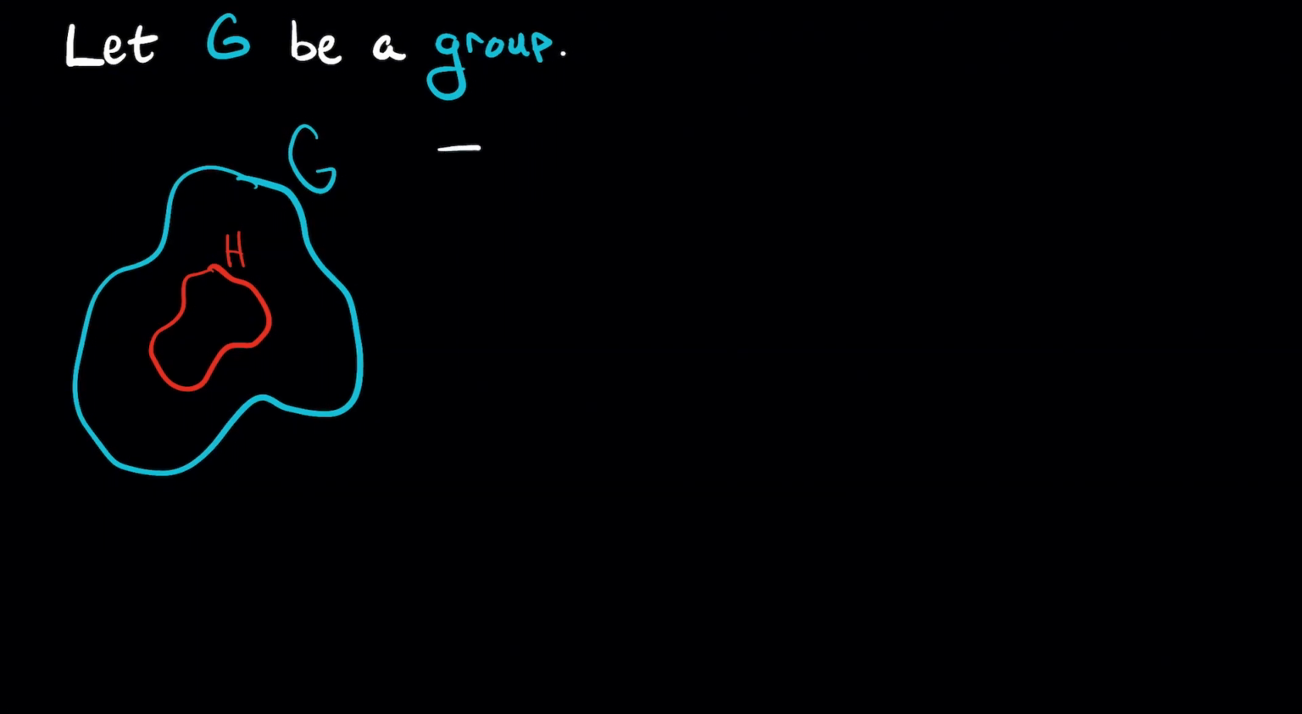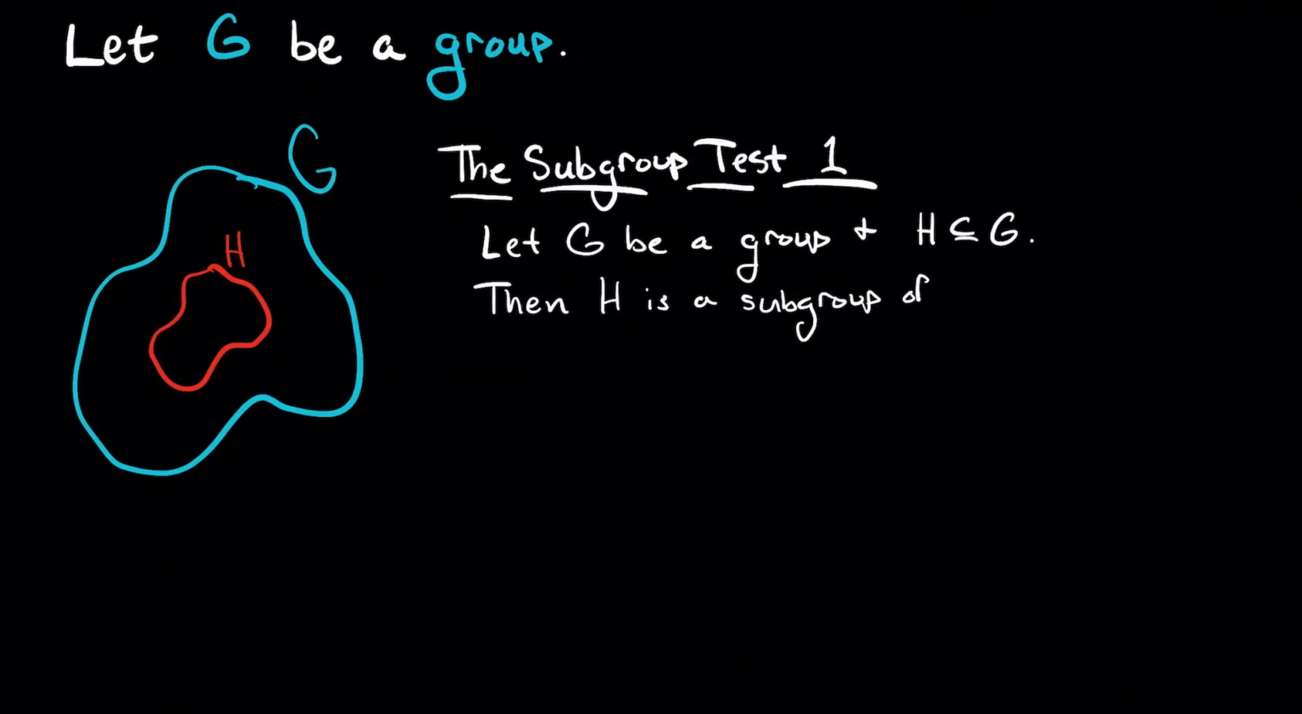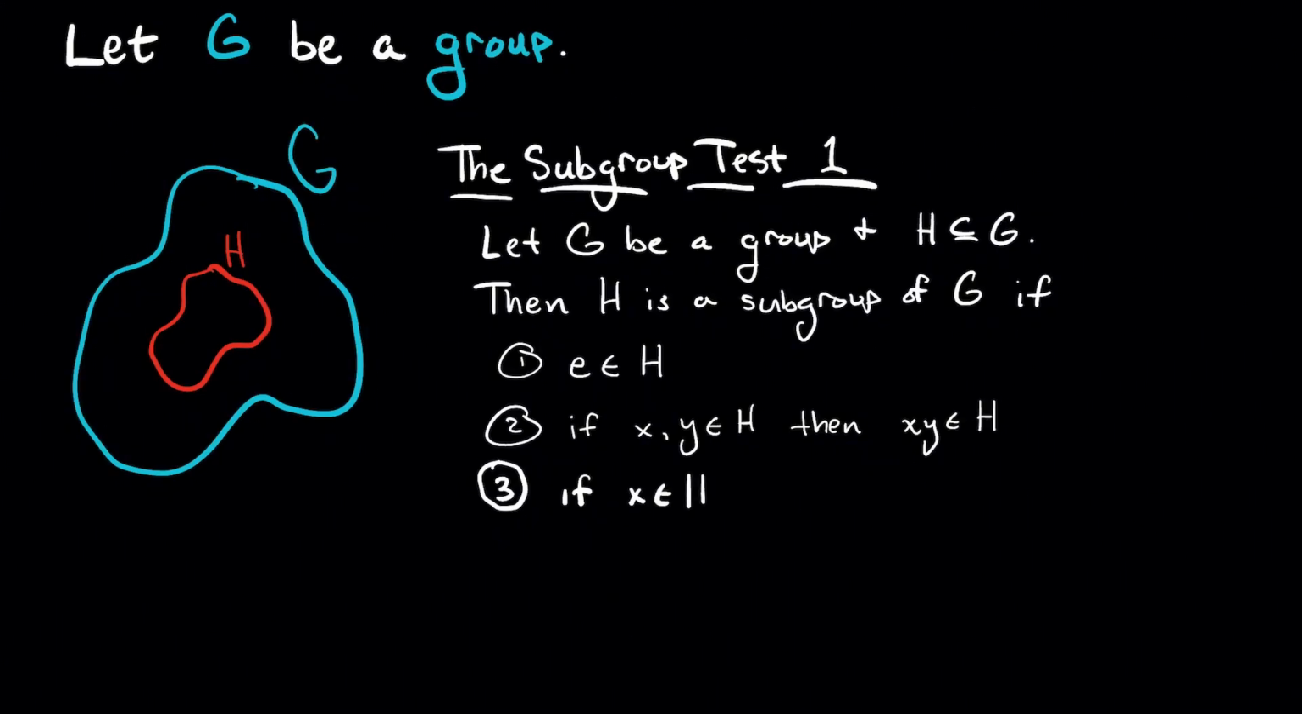With that in mind, it suffices to check 3 of the 4 group axioms to see if H is a subgroup of G. Those are 1, the identity is in H, 2, that H is closed under the operation, and 3, that H is closed under inverses as well.